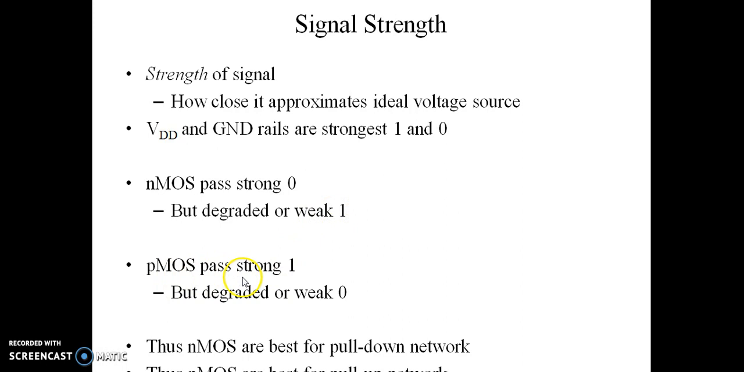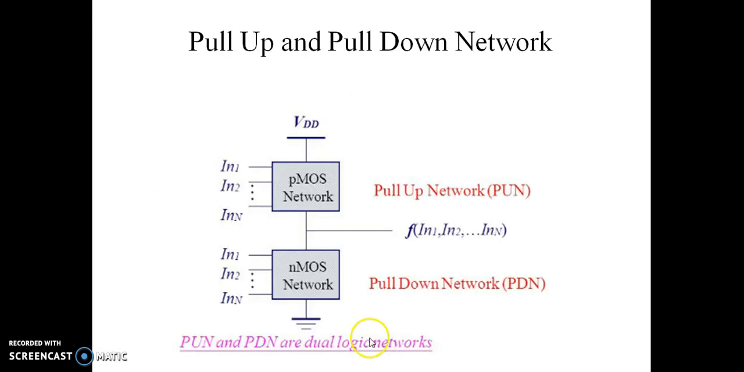In the same way, PMOS passes strong 1 and it passes weak 0. So that is the reason why NMOS is used for the pull down network and PMOS is used for the pull up network. So this is the diagram related to PMOS and NMOS. Normally for the CMOS design, we have the PMOS network as well as the NMOS network.